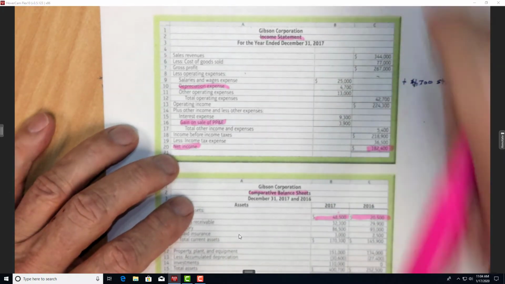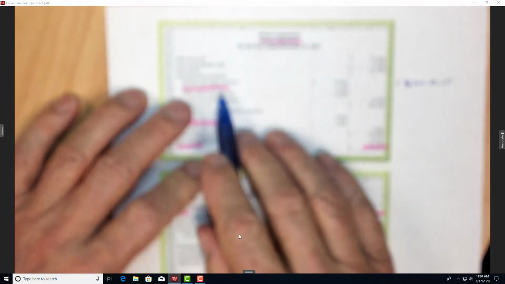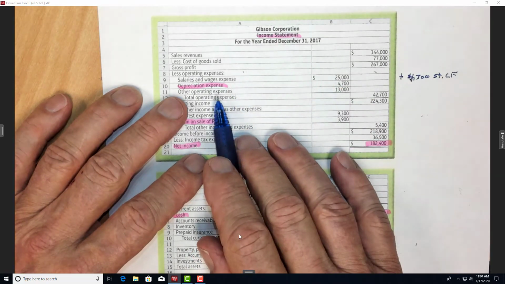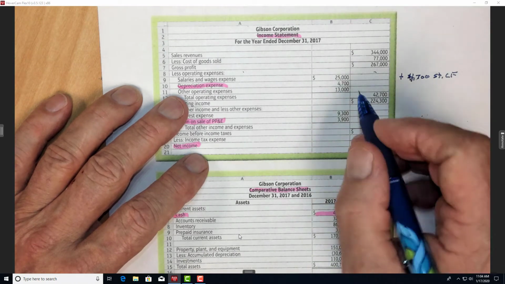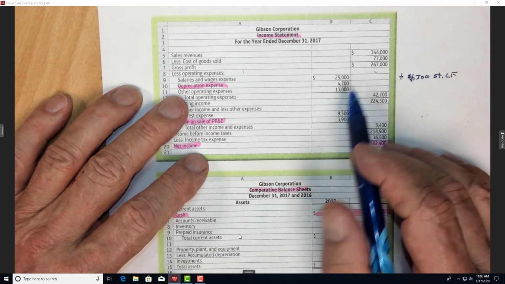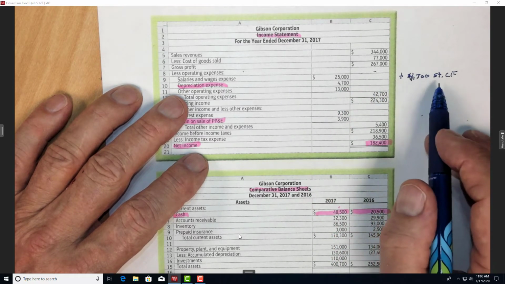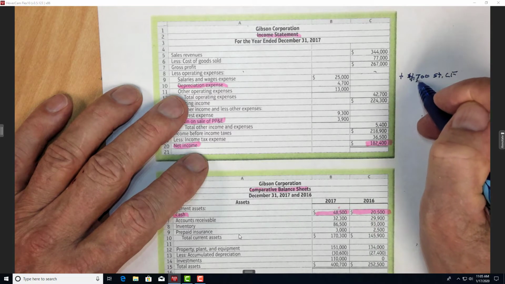Before it went blank, we talked about the depreciation expense. We went back to the income statement and we looked at depreciation expense, and depreciation expense is not a cash activity. It's a calculation that's subtracted from the income, so we have to add it back on the statement of cash flow, the $4,700 right here. All right.